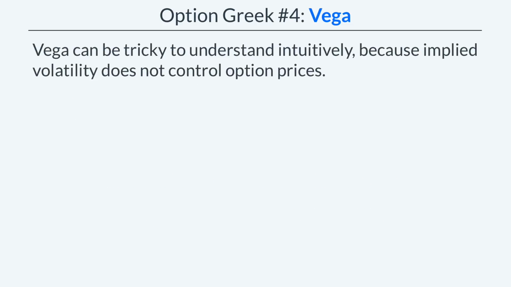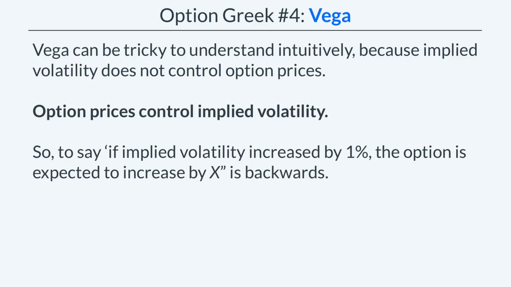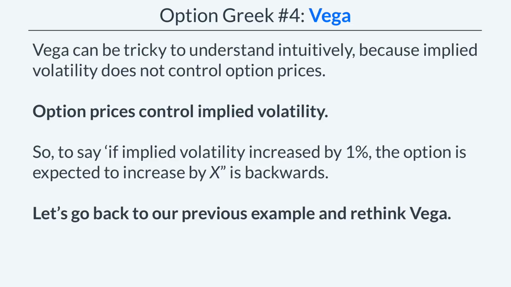Now, I typically don't like the standard explanation of Vega as I've just given because implied volatility does not control option prices. There's nobody that's turning a dial for implied volatility up or down, which is controlling how expensive or cheap option prices get. Instead, the change in option prices controls the level of implied volatility. So to say if implied volatility increases by 1%, the option price is expected to increase by X is backwards. So let's go back to our previous example and flip everything around to rethink how to interpret Vega.